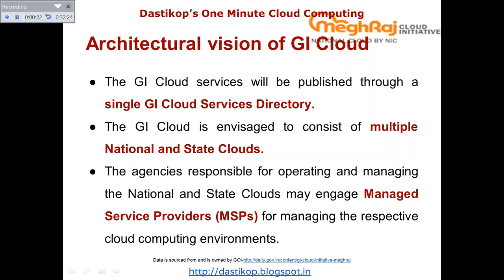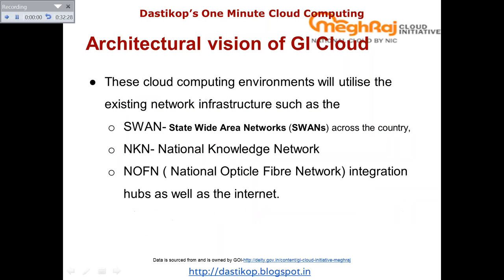That means the central government and state government will build and manage those services for other people to use. So this cloud computing environment will utilize the existing network infrastructure such as SWAN, that is State Wide Area Networks, the National Knowledge Network, and the National Optical Fiber Network as well. So this is an investment that the Indian government has already made, and now we are optimizing it.